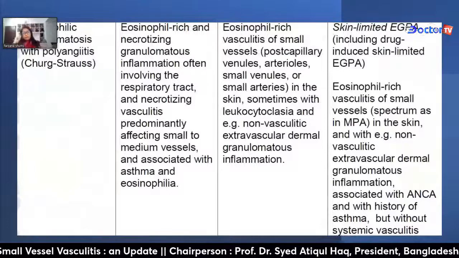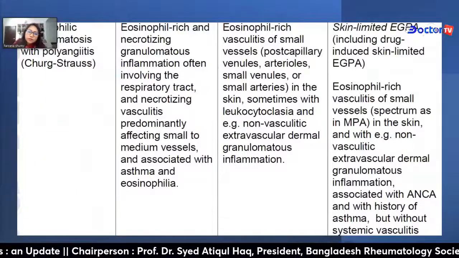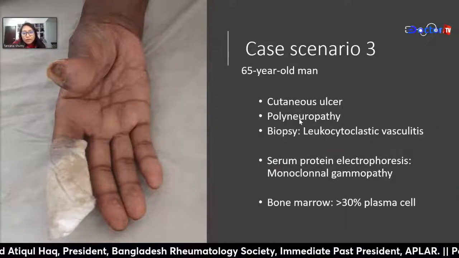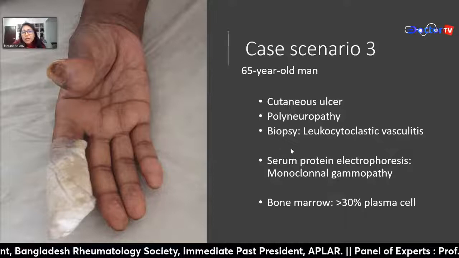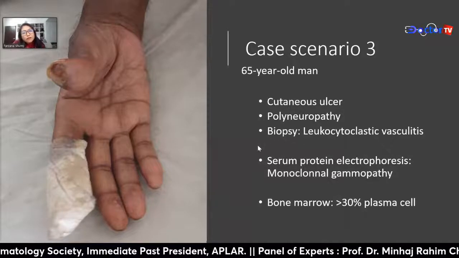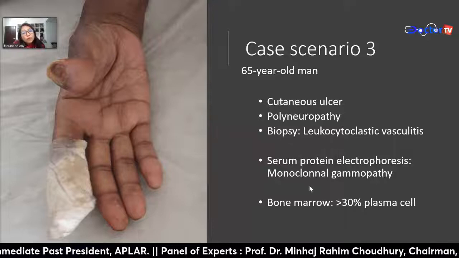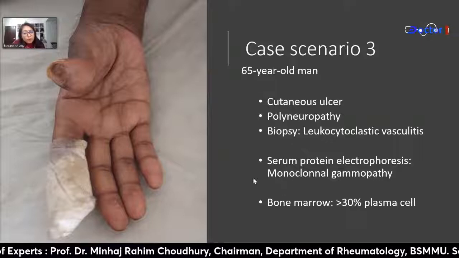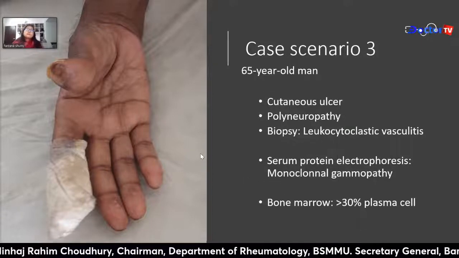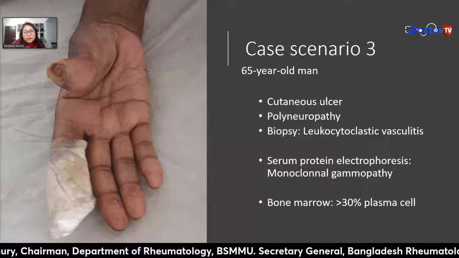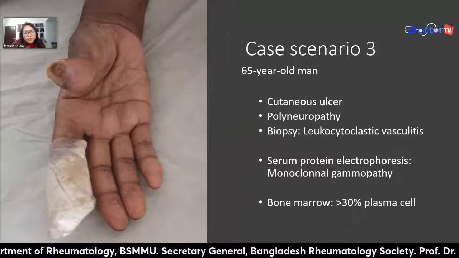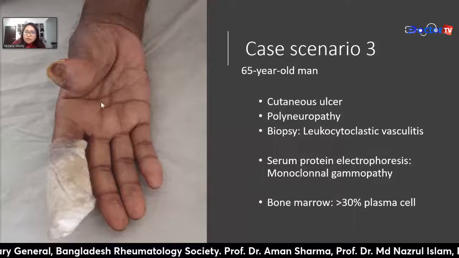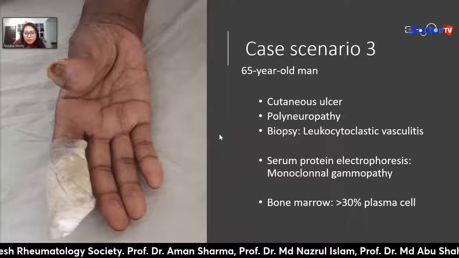In this case, he was a 65-year-old man. There was a cutaneous ulcer, as you can see here, and he also had polyneuropathy. Serum protein electrophoresis was done, and bone marrow showed more than 30% plasma cells. We could not do the serum cryoglobulin level because it is not available in our hospital in Bangladesh. So we don't know whether it is a case of cryoglobulinemic vasculitis associated with multiple myeloma, but this is a case of multiple myeloma with vasculitis.